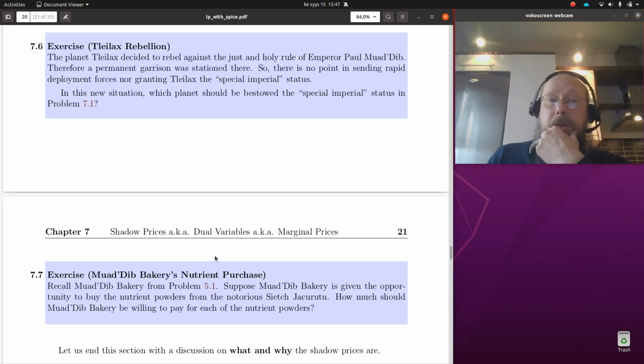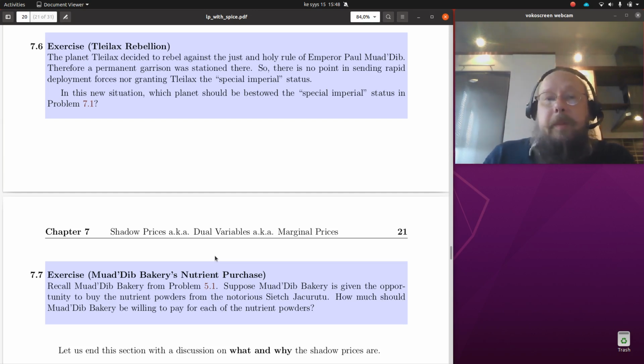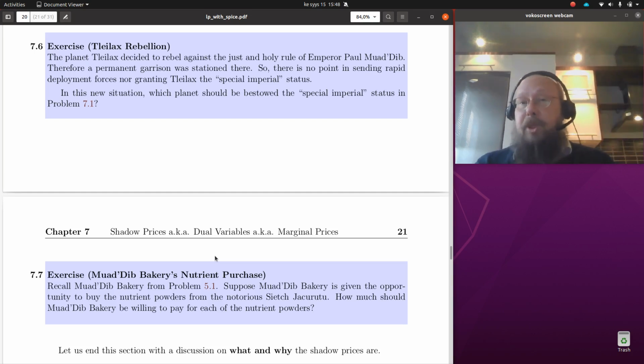So let's assume that Muad'Dib bakery has the opportunity to buy nutrient powders from the notorious seeds Chakurutu. So there is a merchant from Chakurutu who tells Muad'Dib bakery that okay, we have nutrient powders to sell, and now we have to discuss the price. Yes, I mean, a very natural problem. So how much should Muad'Dib bakery be willing to pay for these different nutrient powders? A simple, obvious problem. Solve this.